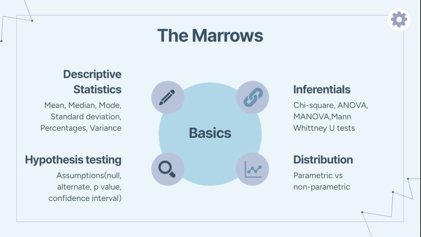In the descriptives, you have the things I just mentioned earlier. The mean, the median, the mode, the standard deviation, percentages, the variance. Now why do we have these things? Why are they important? Why are descriptive statistics important? As a data analyst, you need to understand the significance of each of these approaches.